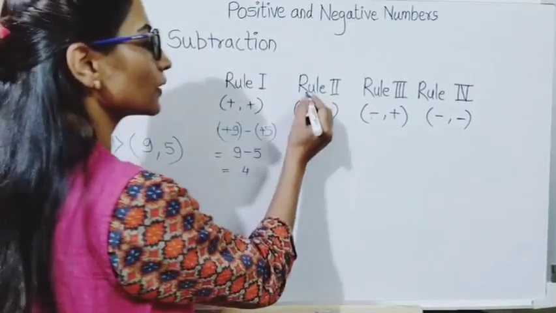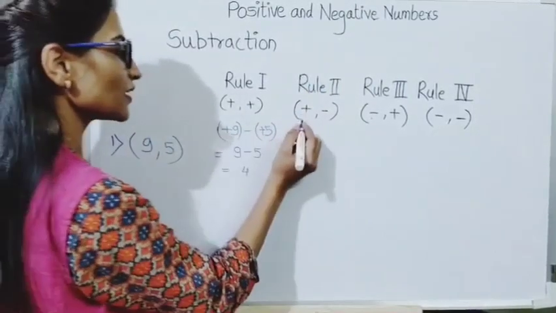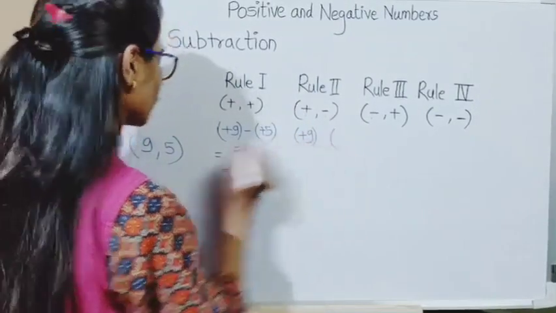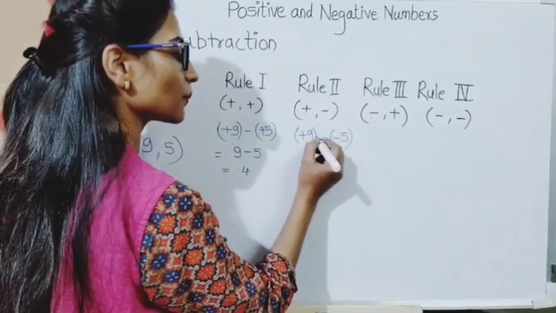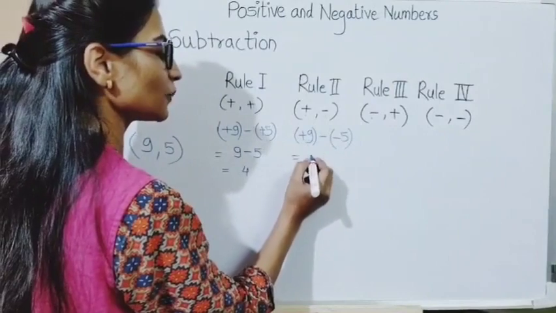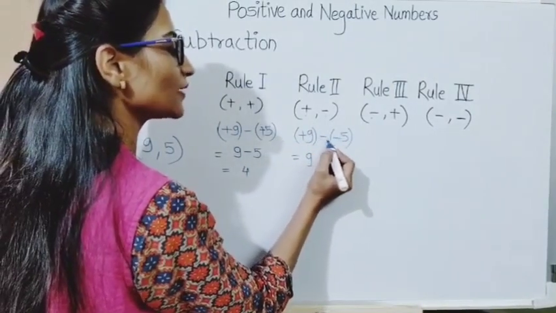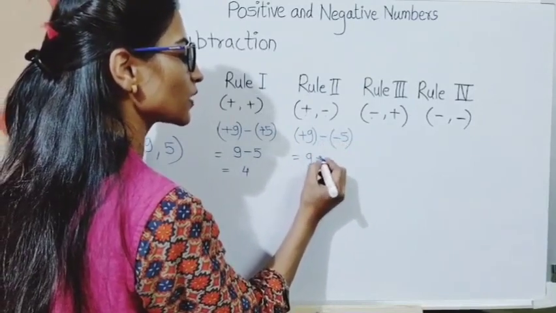In this way, according to the first rule, when both numbers are positive, we have to solve like this. Okay, now we will solve for rule number 2. The first number is positive, means 9 is positive, and the second number 5 is negative. We have to take subtraction here. So what will happen? This plus 9 means what? Simply 9. And now when this minus sign comes outside, this minus minus becomes plus here.